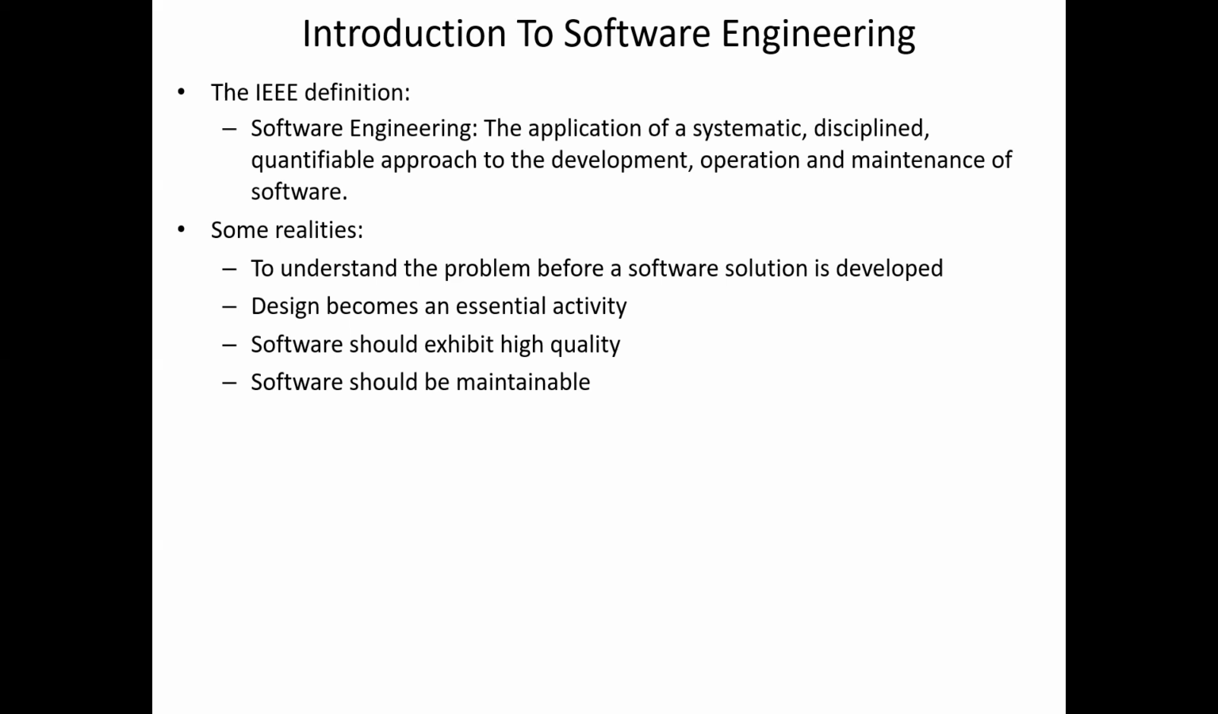And also, we have some realities: we must understand the problem before a software solution is developed, and design becomes an essential activity. Software should exhibit high quality and should be maintainable. So, as per the IEEE definition, a software engineering process should be a systematic, disciplined, and quantifiable approach for the development of the software.